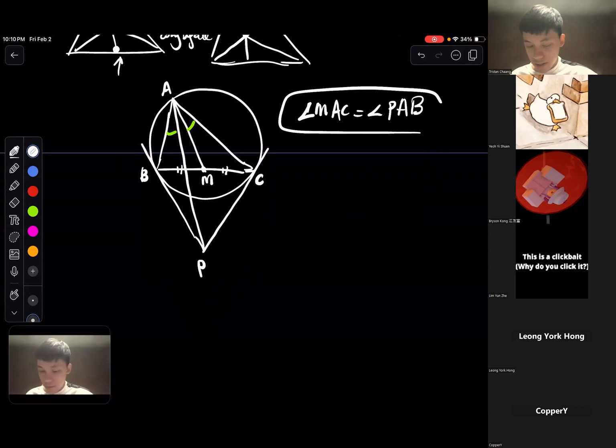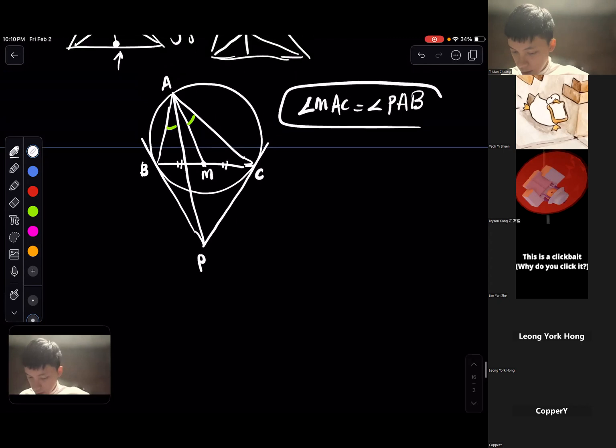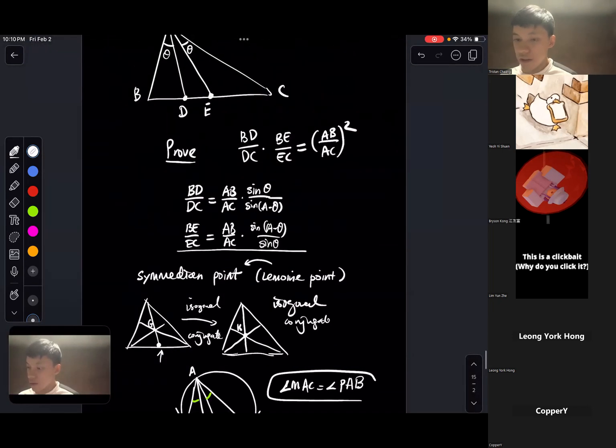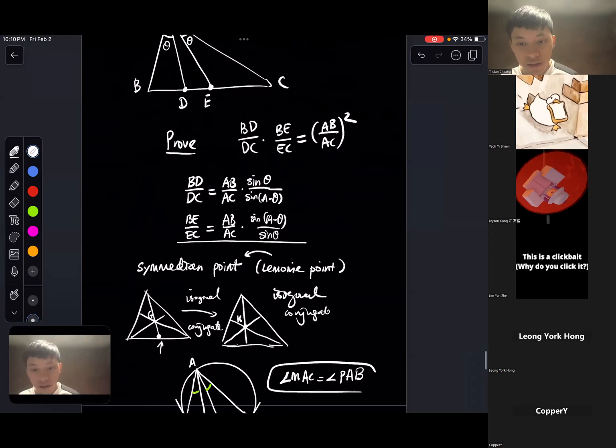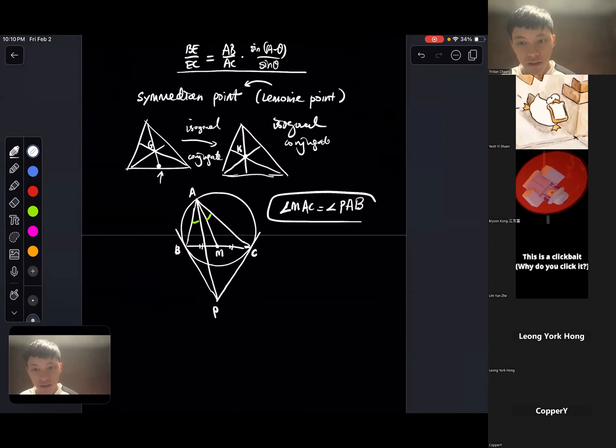Let's see. We can also use this previous thing that we used. CM over BM is sine B, sine BAX over sine C, sine CAX. Okay, what's X over here? Is your X P? Yeah, yeah, cool.